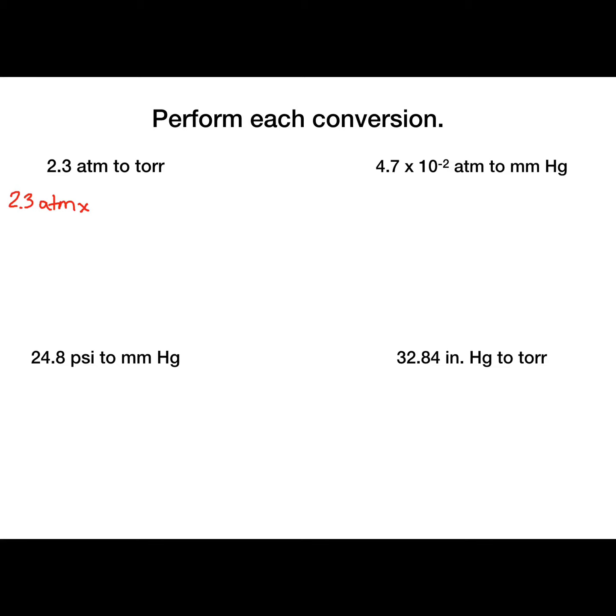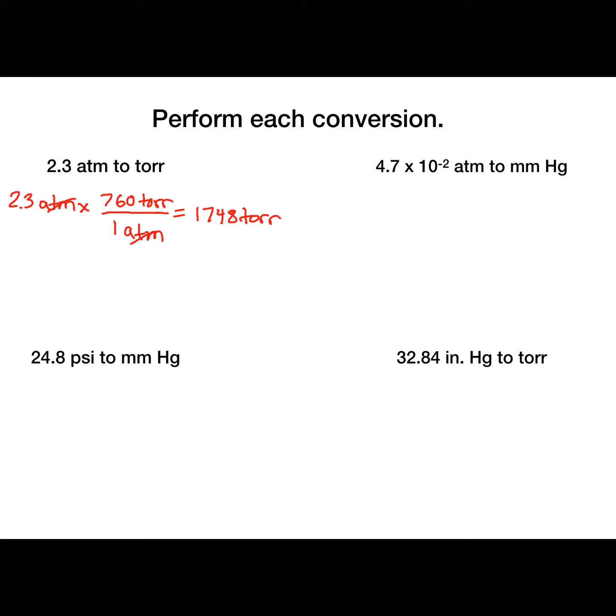Now, if we refer to our textbook, it gives us all of the conversion factors. So it tells us that 1 ATM is equal to 760 torr. So we have 760 torr on the top, and then 1 ATM at the bottom. Our ATMs cancels out, so we're simply doing 2.3 times 760, and we get 1,748 torr.